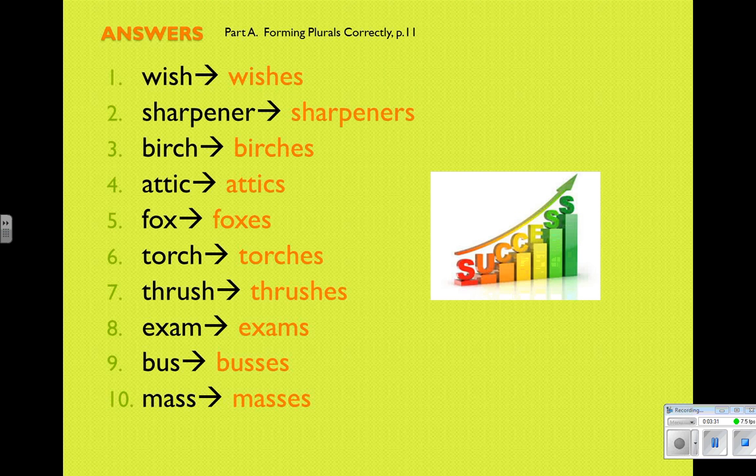Here are your answers. You should have wishes, sharpeners, birches, attics, foxes, torches, thrushes, exams, buses, notice the double S there, and masses. Buses is kind of unique. Obviously, there aren't two S's in the original word, bus. But if we didn't double the S, we would be left with buses, and that isn't what we are going for. So this is a good example of a noun that is somewhat irregular. We'll look at more of those during the next lesson. After you're done checking all your answers, go ahead and go to the next slide and hit play.